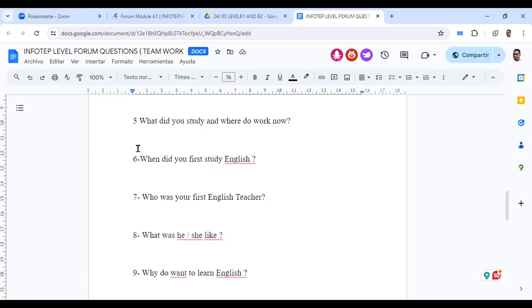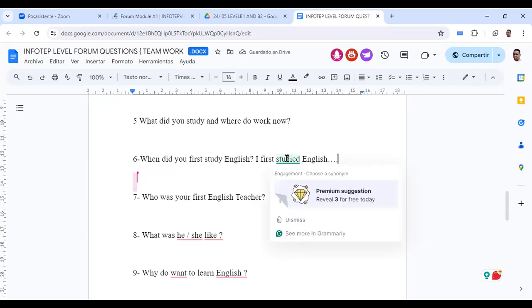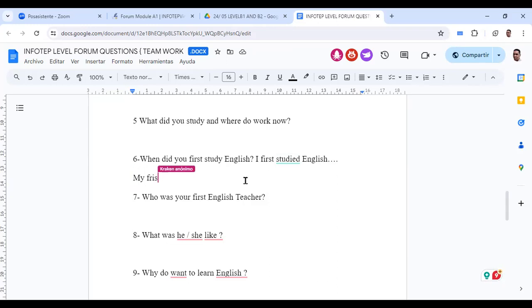Okay, can you answer question number 6? I will answer number 6. Okay. When did you first study English? Can you write and speak at the same time? Like this: I first studied English. Can you do it like this? I, not mine. I first. The subject pronoun I. I first studied English.